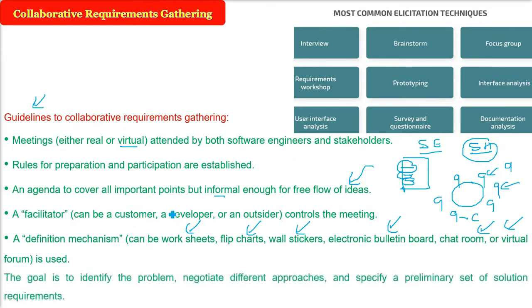The idea of this meeting is to do what? The goal is to first identify the problem, what this software is going to solve, or what exactly the problem the users have. Then we'll negotiate certain approaches. This is correct, this is incorrect. Oh, we have to follow this. No, we don't have to follow this like this. And then finally, we have to have a preliminary set of solution requirements. That is, these are the requirements users have. The software team also understands, okay, these are the requirements I have to implement.